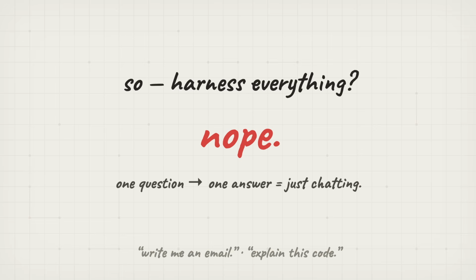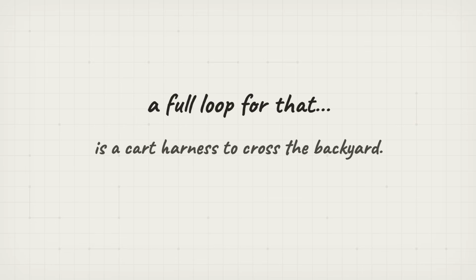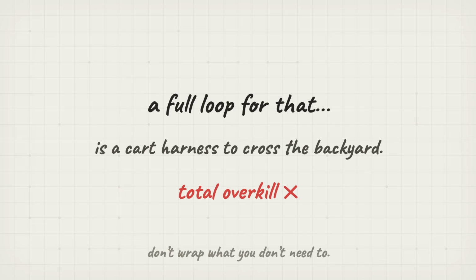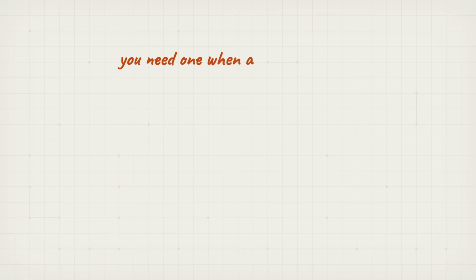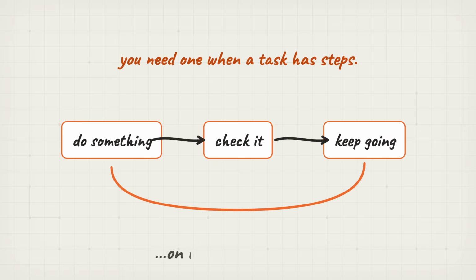That is just simple chatting. Building a whole loop with tools for something that is small would be like putting a big heavy cart harness on a horse just to walk it across your backyard. It is complete overkill. You only need a harness when the task has real steps inside it. When the model has to do something, then check it and then keep going on its own for a while.